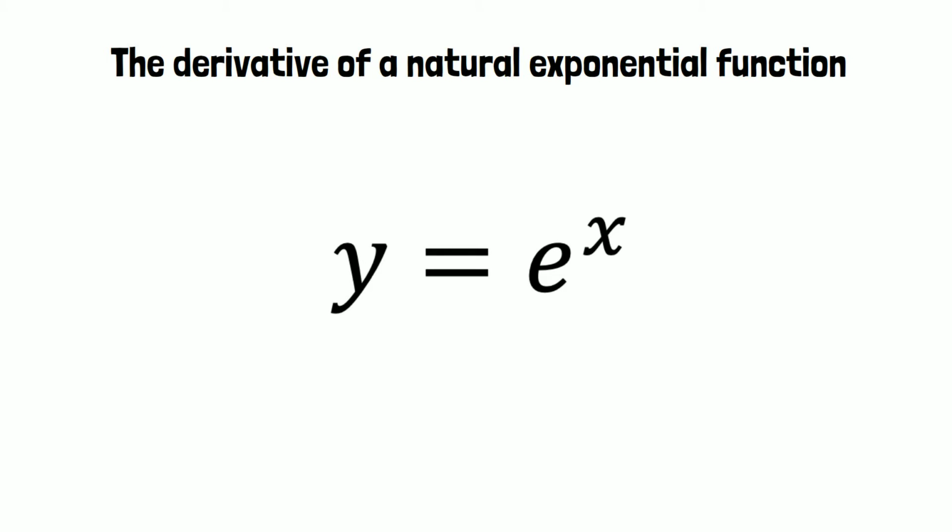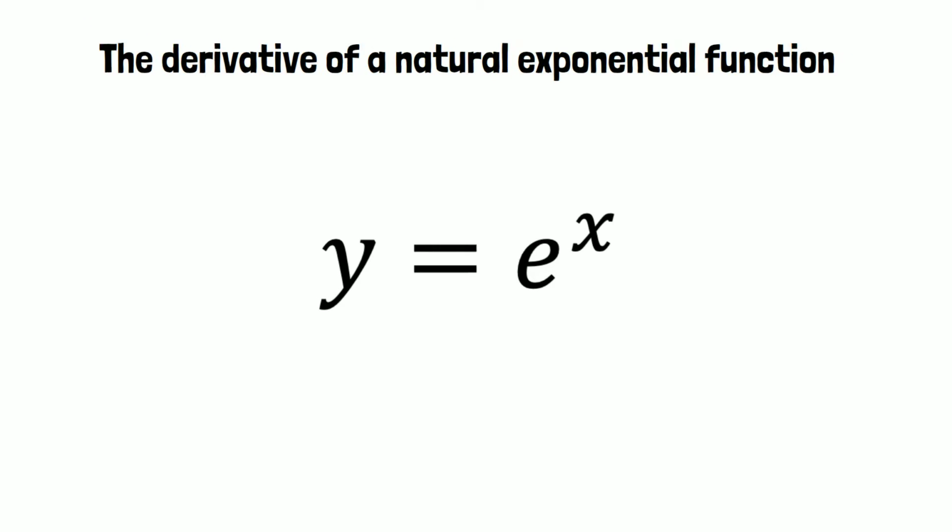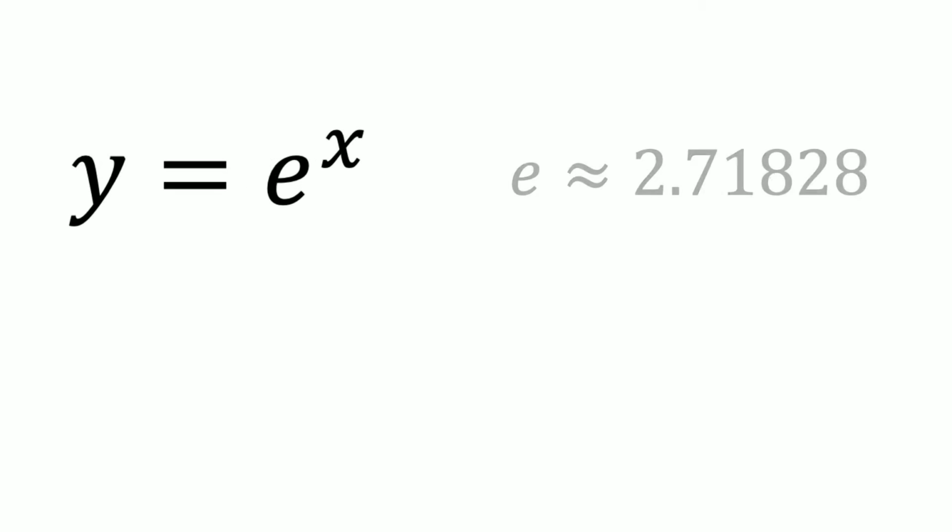On your screen you can see the natural exponential function y equals e raised to the power x. E is Euler's number and it is approximately equal to 2.71828. I will go into depth about Euler's number in a different video. But what is its derivative?